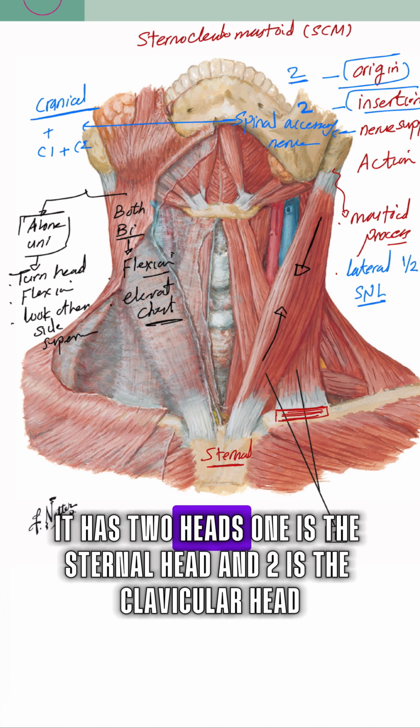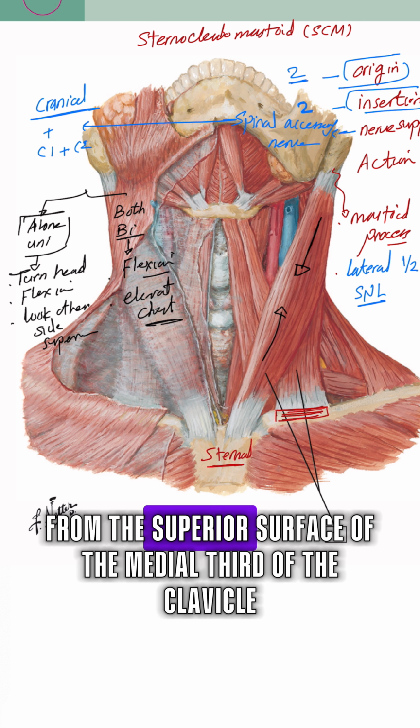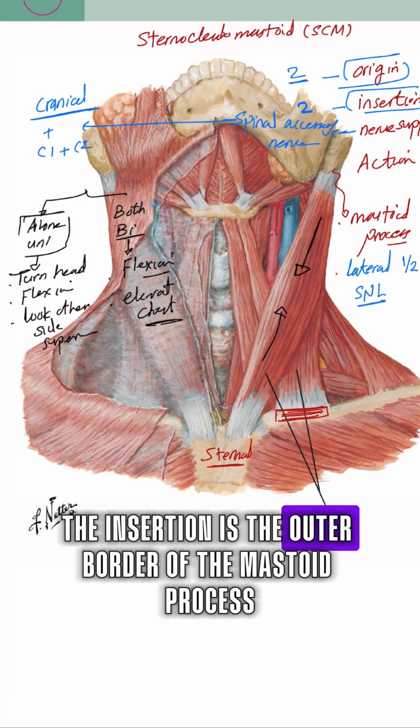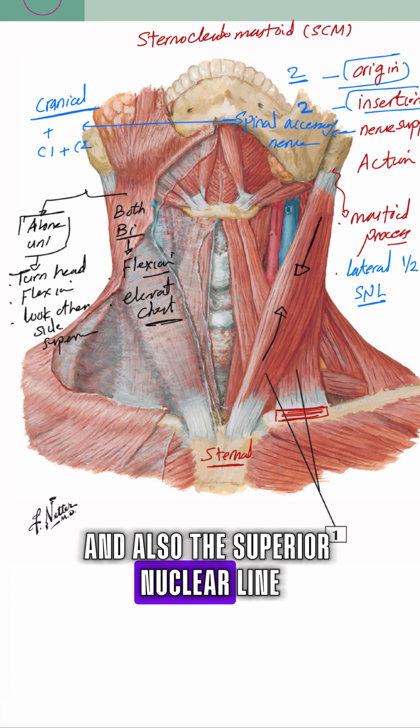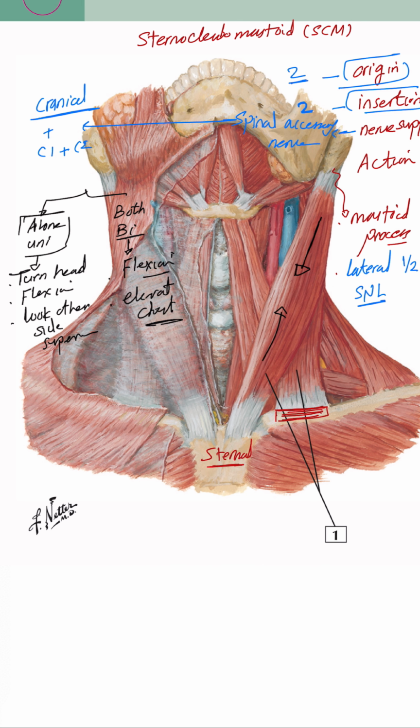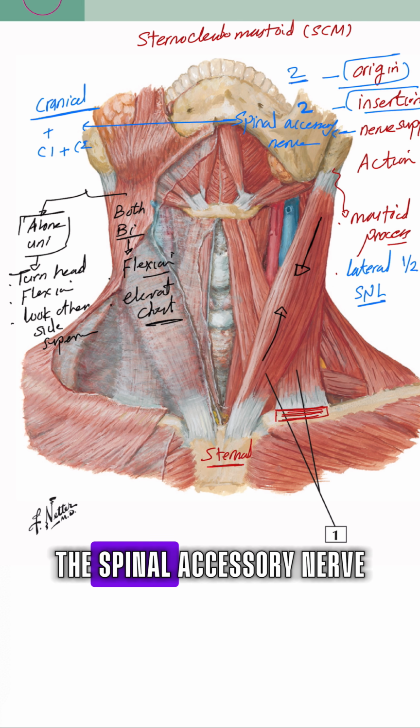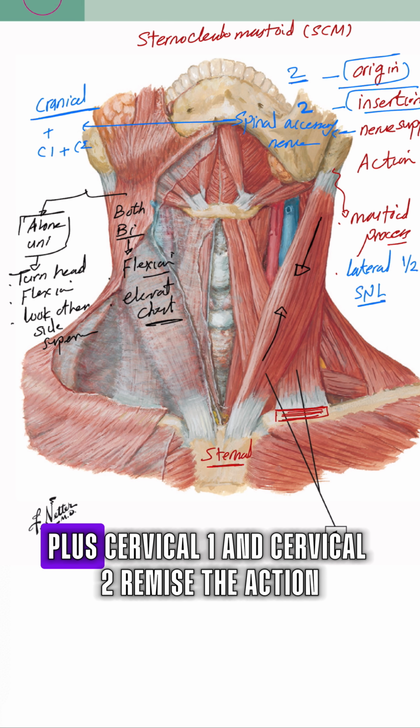It has two heads. One is the sternal head and two is the clavicular head from the superior surface of the medial third of the clavicle. The insertion is the outer border of the mastoid process of the temporal bone and also the lateral half of the superior nuchal line. The nerve supply is cranial nerve 11, the spinal accessory nerve, plus cervical 1 and cervical 2 rami.